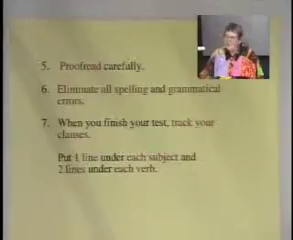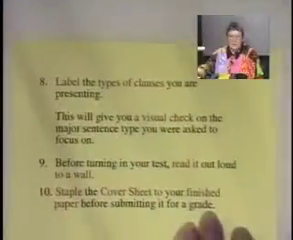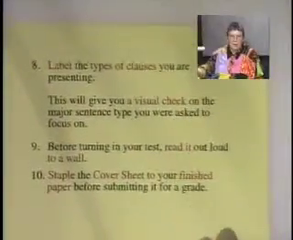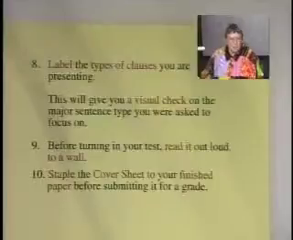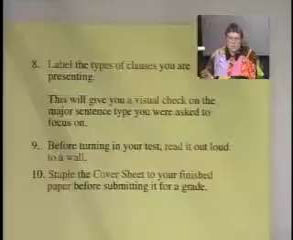When you finish your test, track your clauses. And at this point, we're putting a line under each subject, 2 under each verb. And although 8 says label the types of clauses you are presenting, hopefully you're only going to have for each example M-1 because you're writing the simple sentence. But it will give you a visual check on the major sentence type you were asked to focus on. And I would do number 9, I would star it.